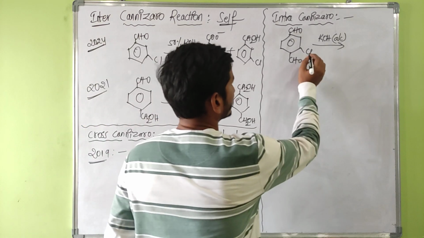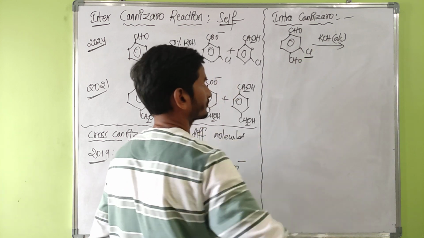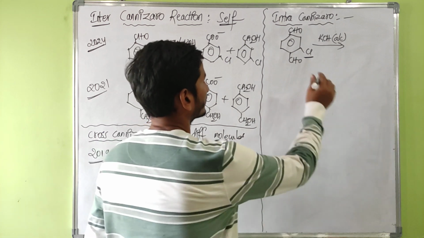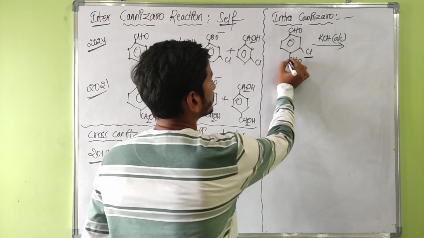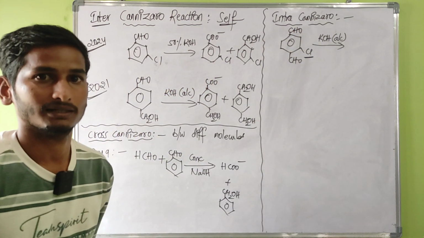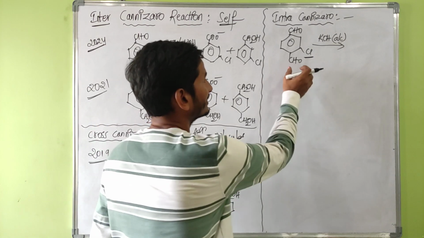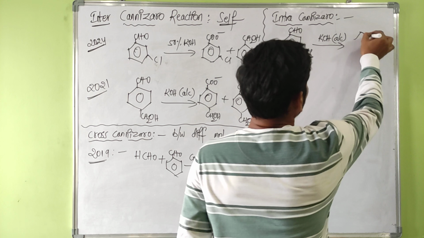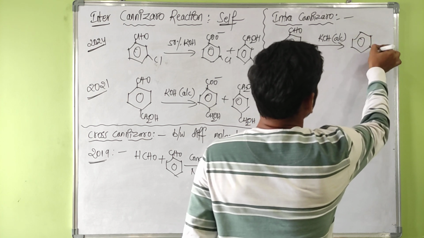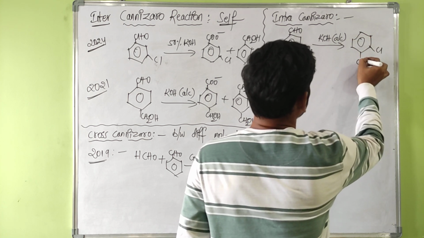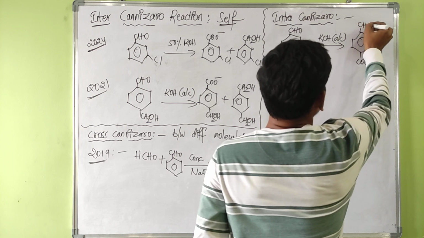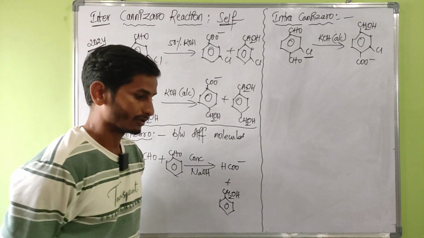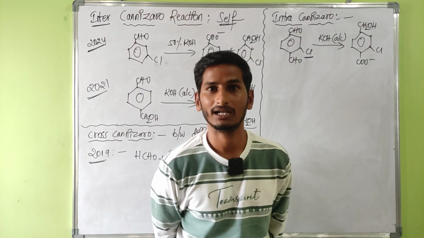Okay, so if you look here, we have the chlorine which shows a minus I effect. Because of the minus I effect, this carbon will have more positive charge when compared to that carbon. So here this carbon gets oxidized, this carbon gets reduced. Okay, so look at the product. So this is the intra Cannizzaro.